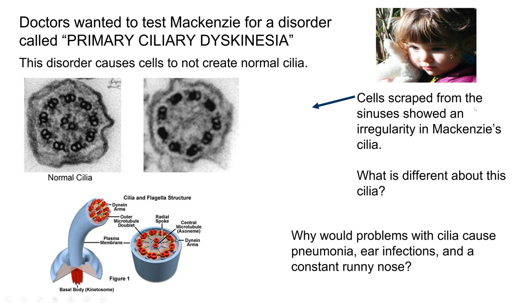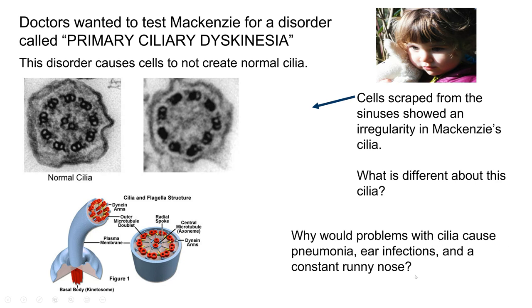So here is a cell scraping that shows what her cilia look like versus what normal cilia look like. You count 1, 2, 3, 4, 5, 6, 7, 8, 9. We have nine, but they're mutated somewhat. They're not as clear. And then, of course, you're missing the very essential two in the middle. Those are the central microtubules. They are gone.